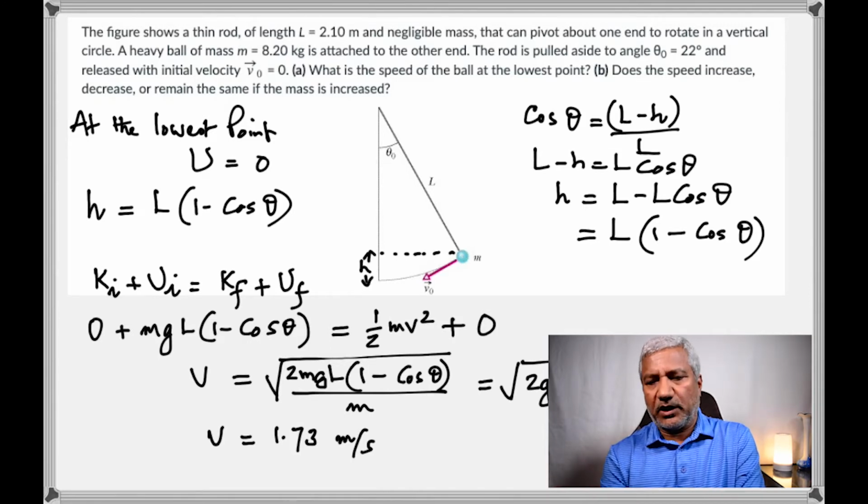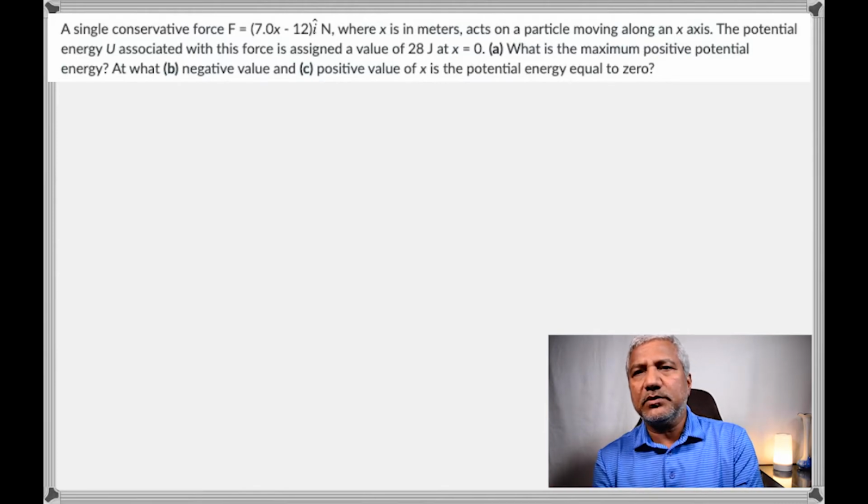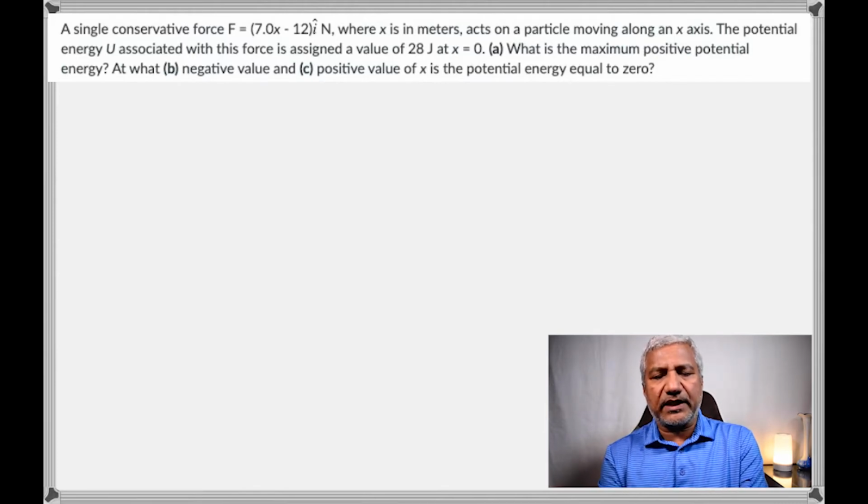That's question number 1. Question number 2. A single conservative force F is equal to (7.0x minus 12) i newtons, where x is in meters, acts on a particle moving along an x-axis. The potential energy U associated with this force is assigned a value of 28 joules at x equal to 0. What is the maximum positive potential energy? And at what negative value and positive value of x is the potential energy equal to 0?